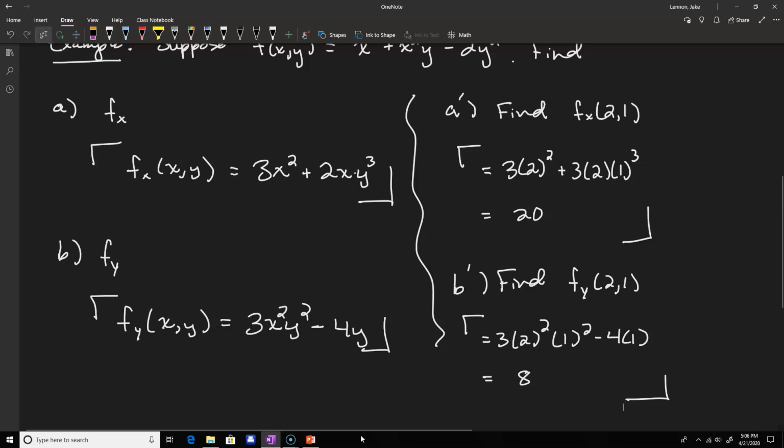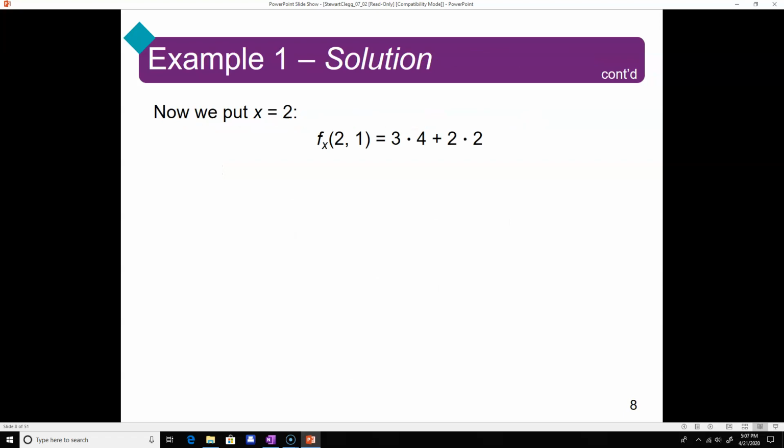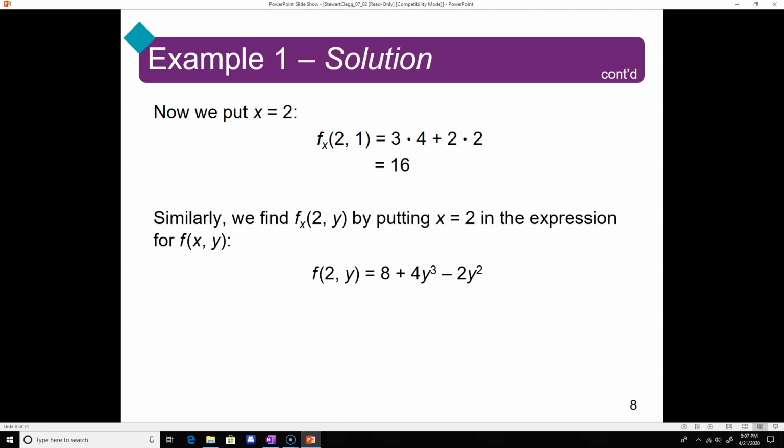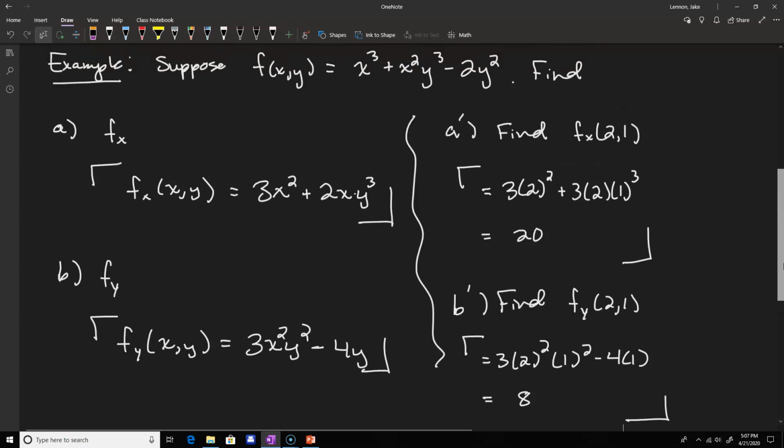So let's go back to the PowerPoint and see they did it a slightly different way by plugging in the variable that's unchanging first and then taking the derivative of that. So they end up with the same derivative, 3x squared plus 2x, plugging in 1, and then they get 16 for the first answer, and 8 for the second one. So let's just check back. I got 20 for the first one, 8 for the second one is correct. Did I do something wrong for the x partial derivative? I don't believe so.